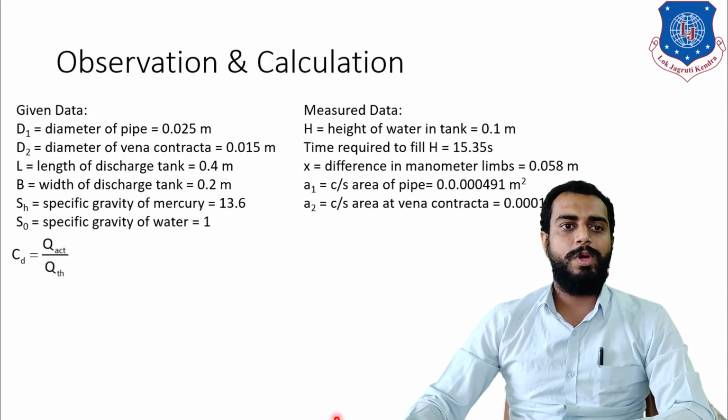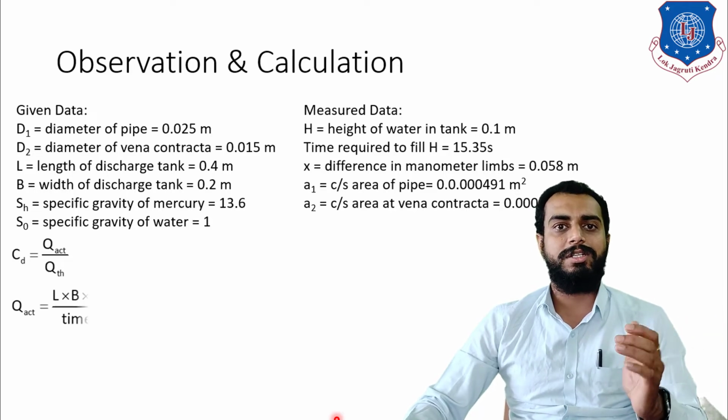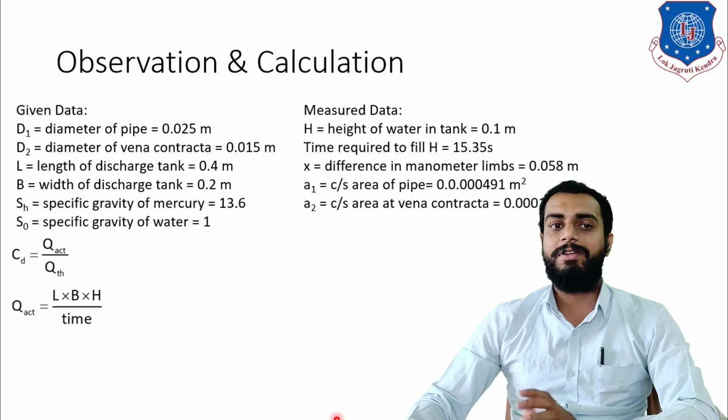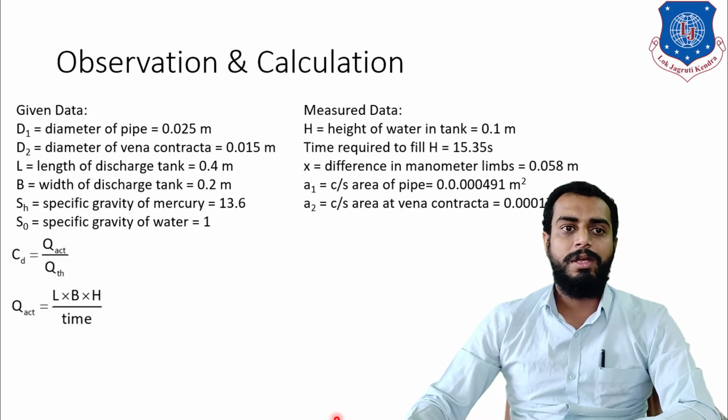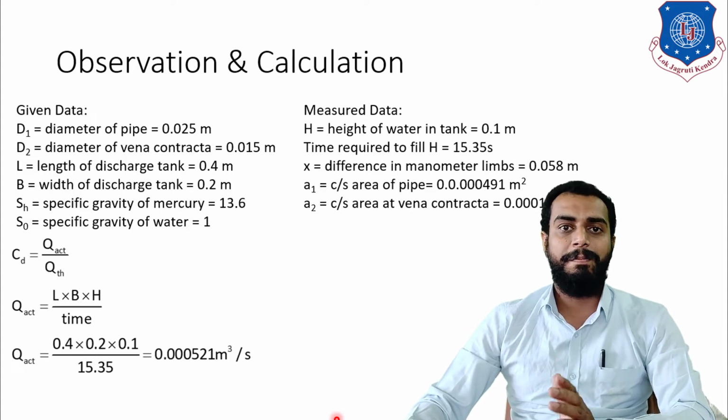Now Q actual is equal to what? Volume upon time. The volume of the tank is L times B times H, divided by time. L we know, B we know, H we have measured, and time we have measured. Substituting the values, the discharge is 0.000521 meter cube per second.